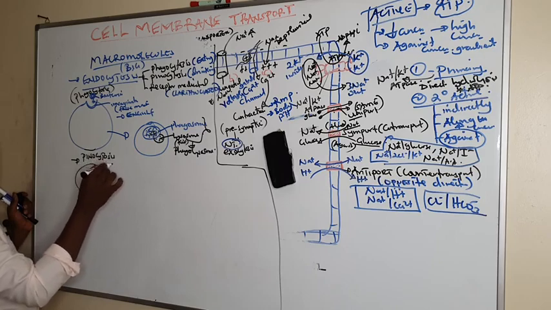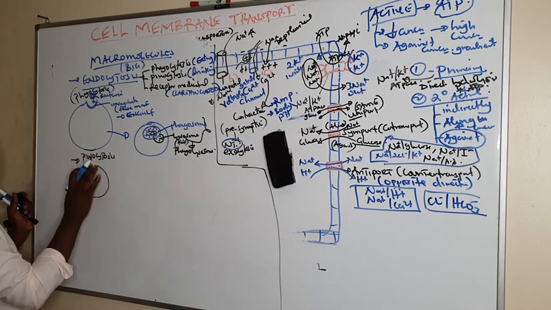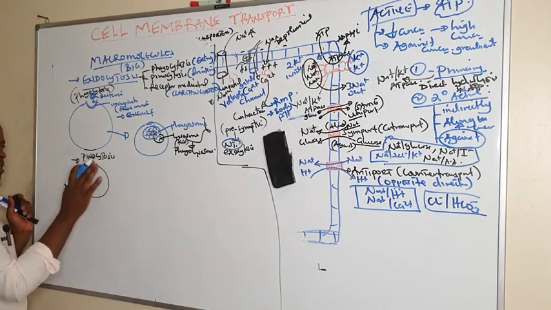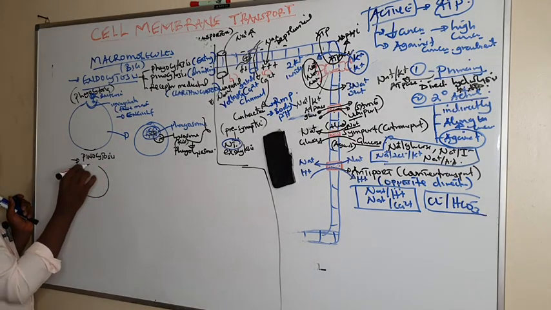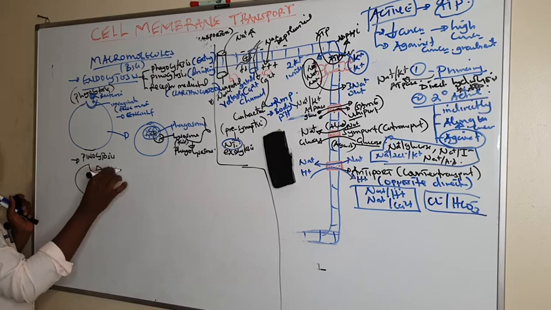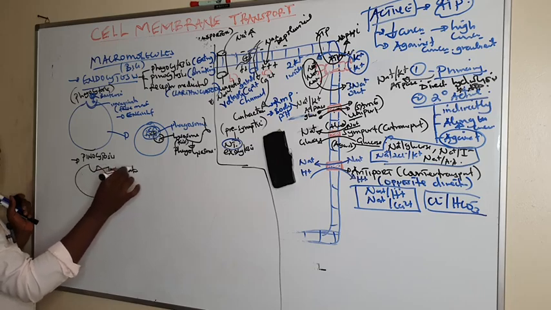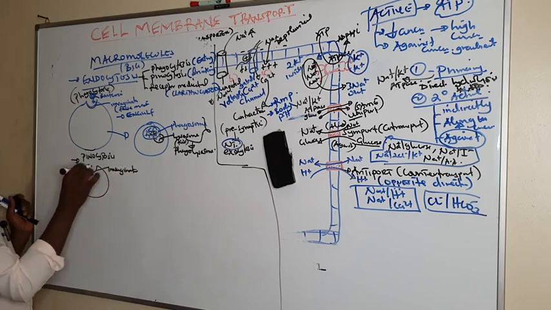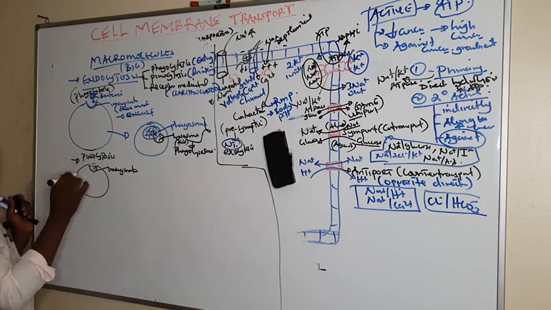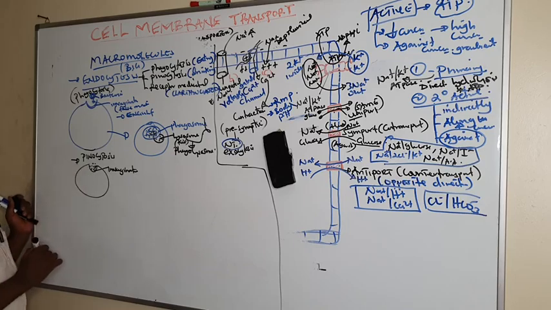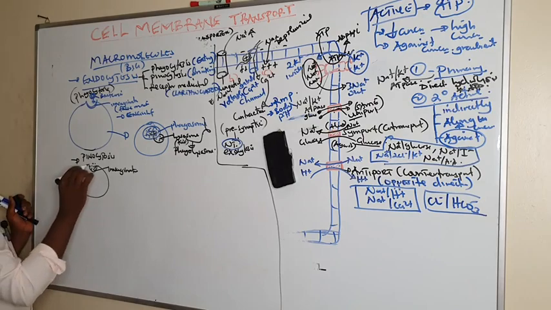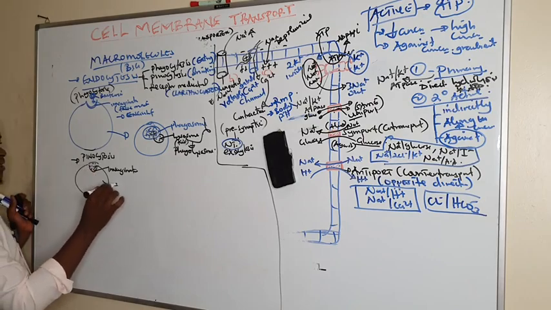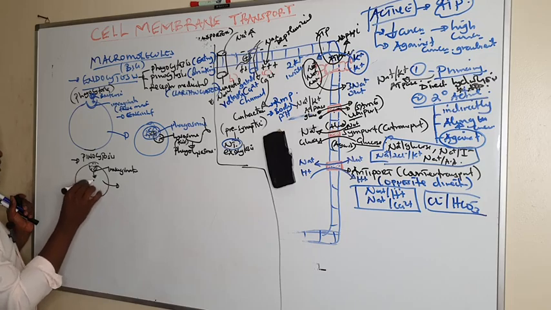Pinocytosis, cell drinking, whereby solutes in an extracellular matrix form an invagination. After forming an invagination, these solutes in the extracellular fluid enter into the invaginated point, then later it closes over. So at the end, we form what we call a vesicle containing solutes within the cell.